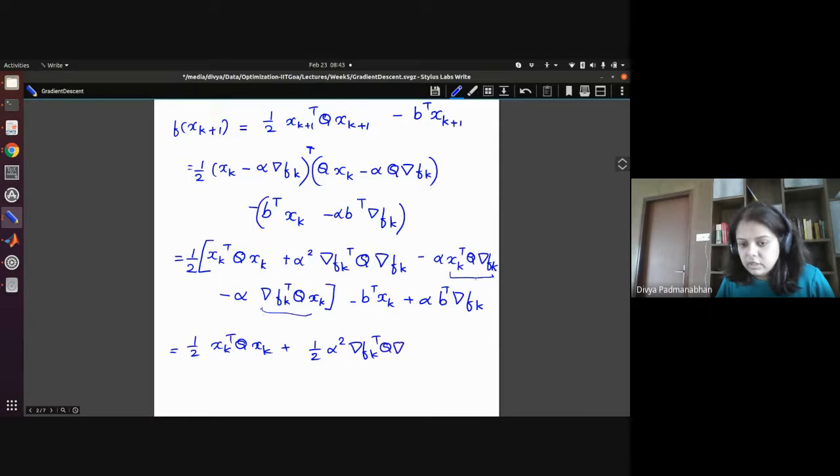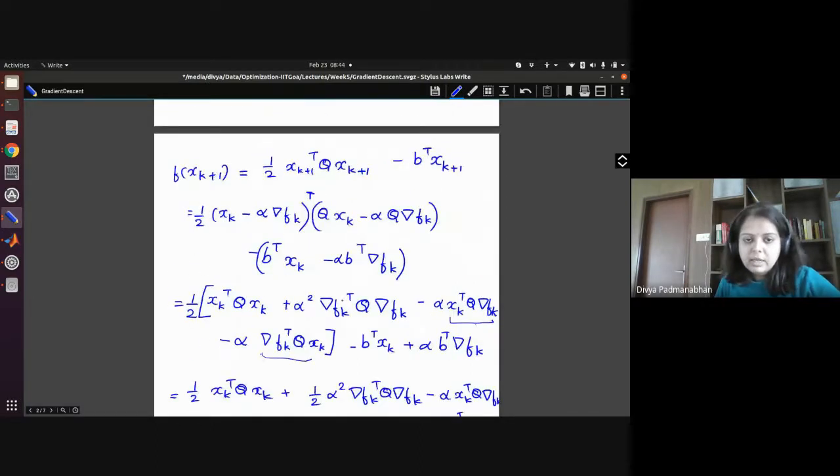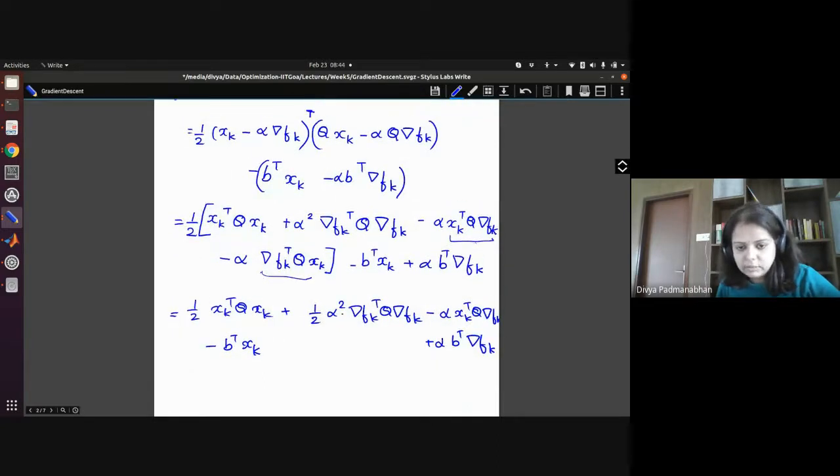transpose Q grad fk minus, so there's a two factor coming in here, and that cancels out with the half, so it's just going to be minus alpha xk transpose Q grad fk. And then you have a minus b transpose xk and also a plus alpha b transpose grad fk. I'm writing it this way so that I bring it into one form. So now you see this f(xk+1), we've written it in terms of alpha. Everything else at this point we have, xk and grad fk. The only thing we don't know is alpha.